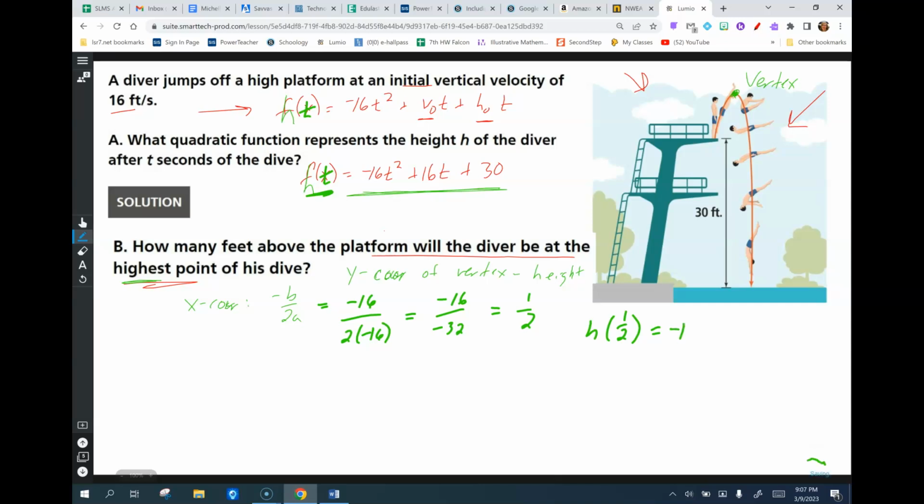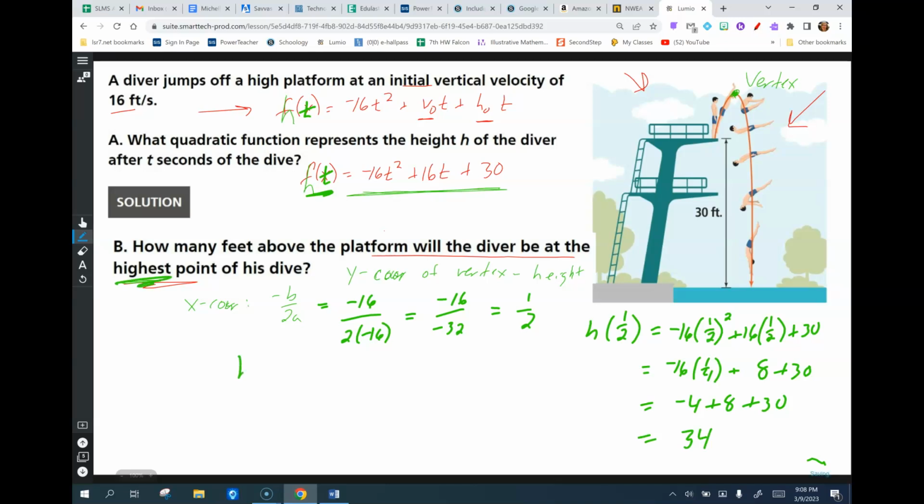So now we're going to have negative 16 times 1/2 squared, and if you want to, make that 0.5, plus 16 times 1/2 plus 30. So this is negative 16 times 1/4. Oh, this is kind of fun to do without a calculator. 16 times 1/2 is 8, plus 30. So 1/4 of 16 is negative 4. Now you could have just plugged this into your calculator, I know, but it's kind of fun. So that's 34.